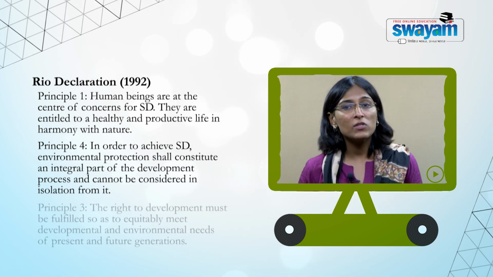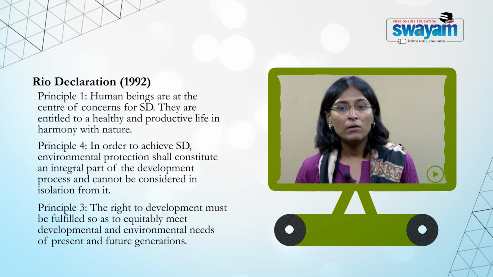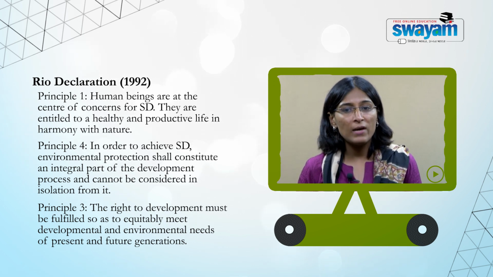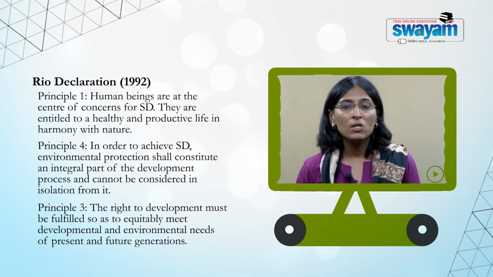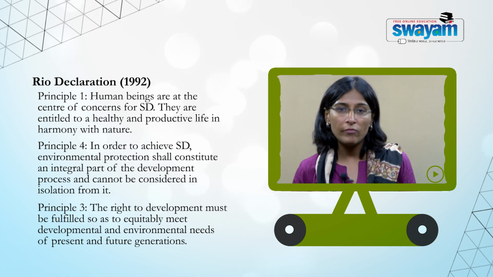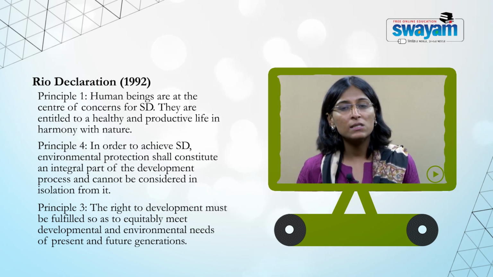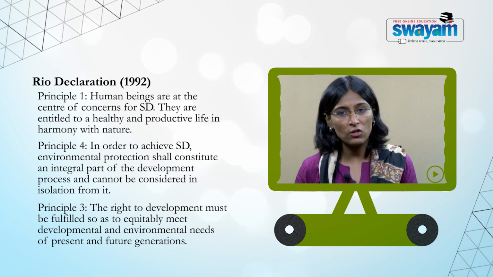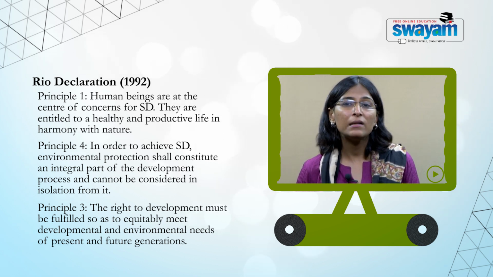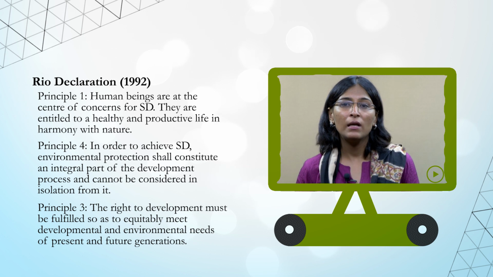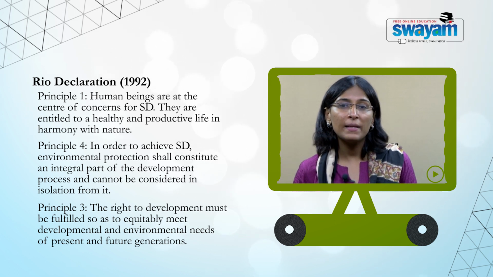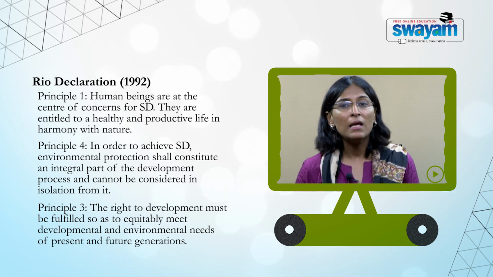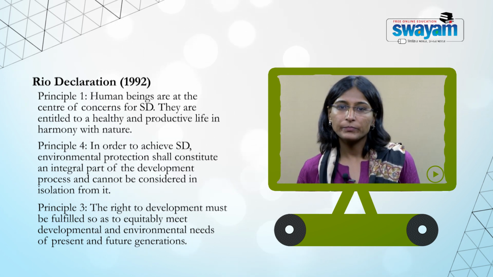Also, we have Principle 3 of the Rio Declaration, which states that the right to development must be fulfilled so as to equitably meet developmental and environmental needs of present and future generations. What we see here is a clear link being drawn between economic development and environmental protection, keeping human beings at the center of this discussion.